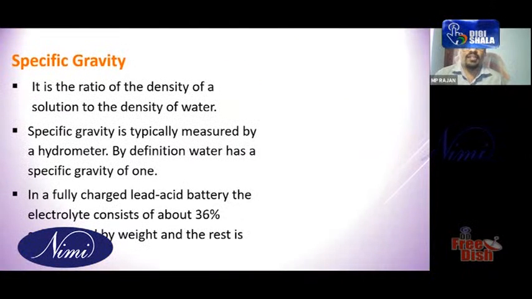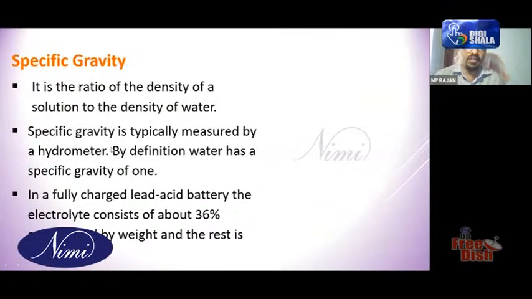The second is the specific gravity. I said that during charging your electrolyte's water content is reduced and sulfuric acid content is increased, and vice versa when the battery is fully discharged. So how will we come to know whether it is converted or not? We can measure the specific gravity of the electrolyte.